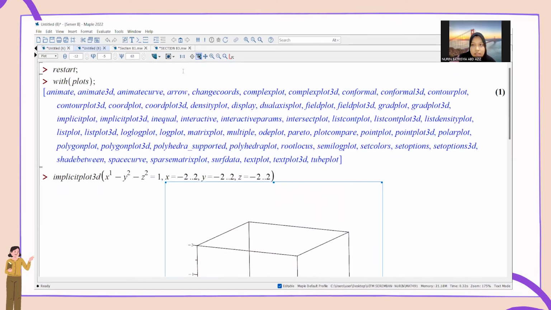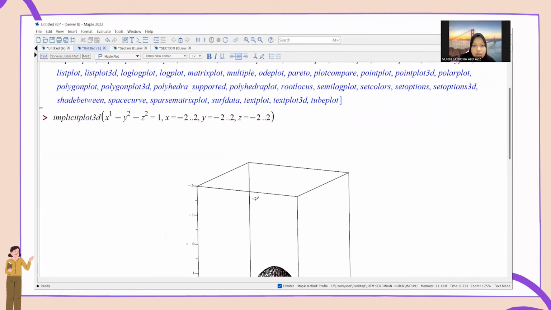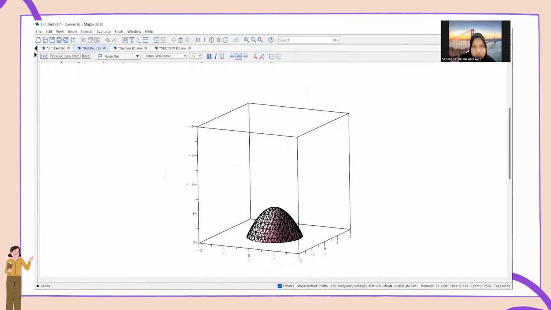Next, the question that I choose is question F. Just like before, we put restart and then with plots. For this question, I also use implicit plot 3D, open bracket, and we will put the equation that we already have, which is x to the power of 1 minus y squared minus z squared equals 1. Now we assume that x, y, and z is -2 to 2. Therefore, we will get the figure like this.